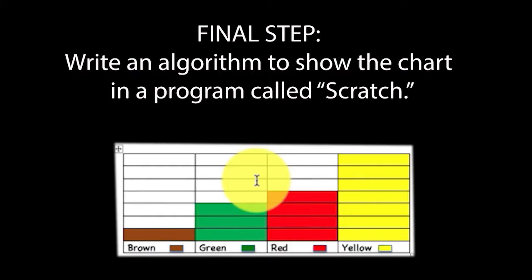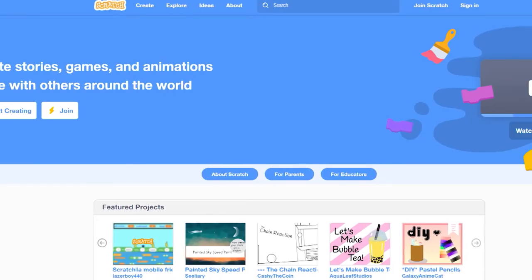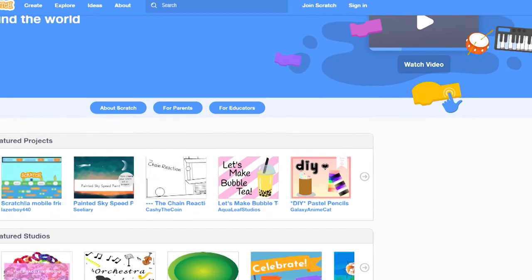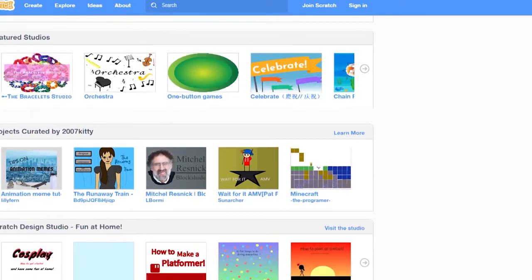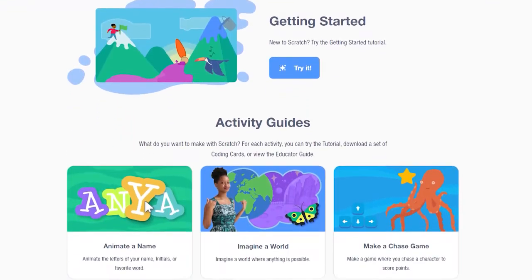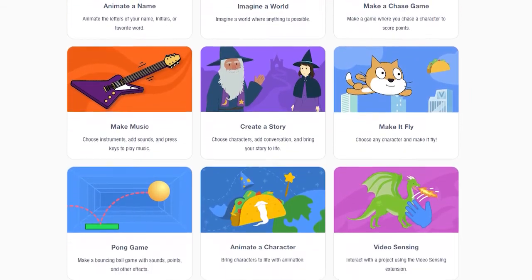The final step uses Scratch, a free programming language and online community where students create interactive stories, games, and animations, according to the Scratch website. This is one of many computer science resources for students.